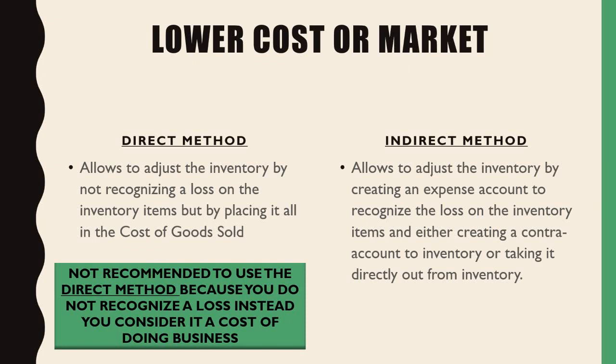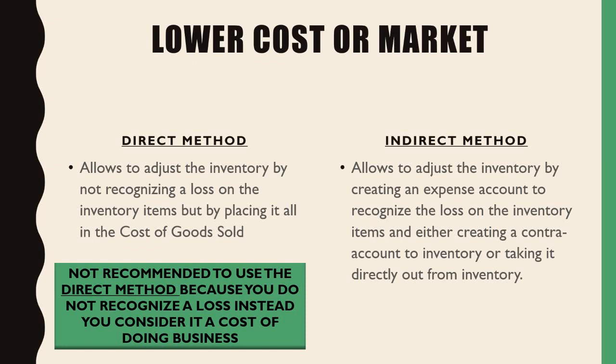Then you have the indirect method, which allows you to actually adjust your inventory by creating an expense account to recognize the loss that you're taking for the inventory. Which is definitely more accurate because that's what you're doing. If you purchase your inventory and, because of the way it's valued, it is significantly lower than what you originally purchased it at, you should be recognizing it as a loss. But both of them are 100% valid methods for inventory. Now, please choose one or the other.